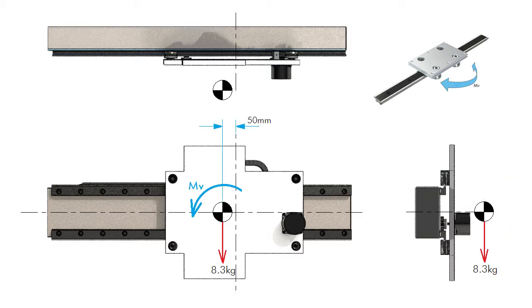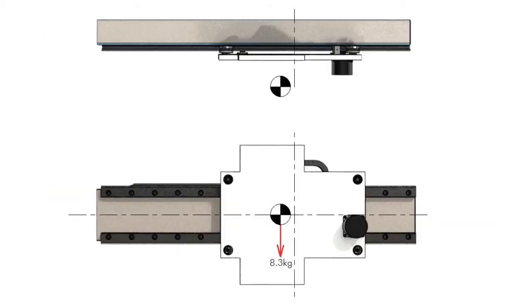The offset to the side of the carriage results in an MV moment. Again, this is a product of the load and the offset distance, and is equal to 4.15 Newton meters. Whilst gravity is a constant in this application, there will be additional forces resulting from the movement of the carriage.